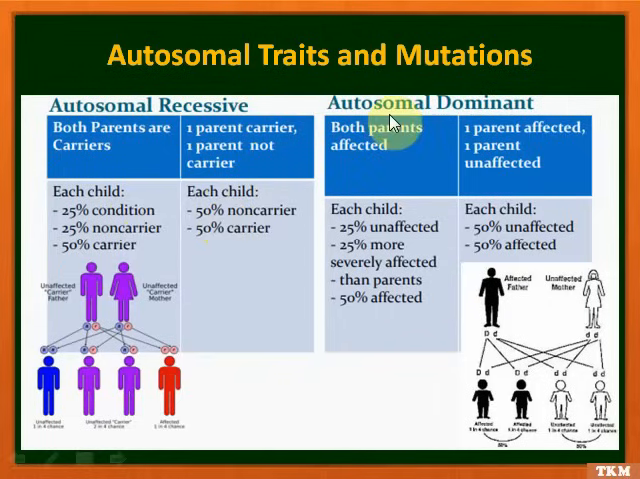In case of autosomal dominant, if both parents are affected, then each child has a 25% chance of being unaffected, 25% chance of being more severely affected than the parents, or 50% chance of being affected. If one parent is affected and one parent unaffected, each child has a chance of being 50% affected and 50% unaffected. We won't see carriers in autosomal dominant. It will be visible only in autosomal recessive, because in a dominant gene disorder, even the presence of one gene is enough for the person to be affected with the condition.